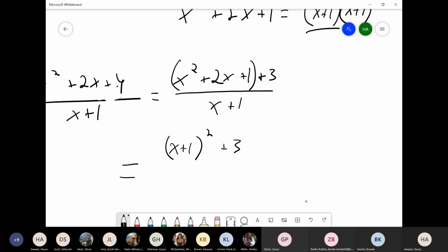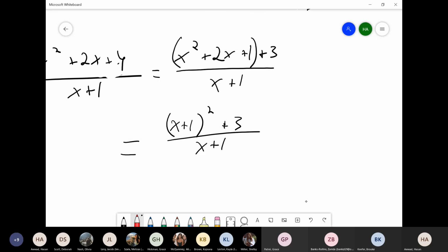And then we just have this plus 3 hanging around, and this is over x plus 1. Now, at this point, if you try to do any sort of cancellations, this is incorrect. The reason is that you still have this positive 3 also being divided by x plus 1. You can't do the cancellation immediately.